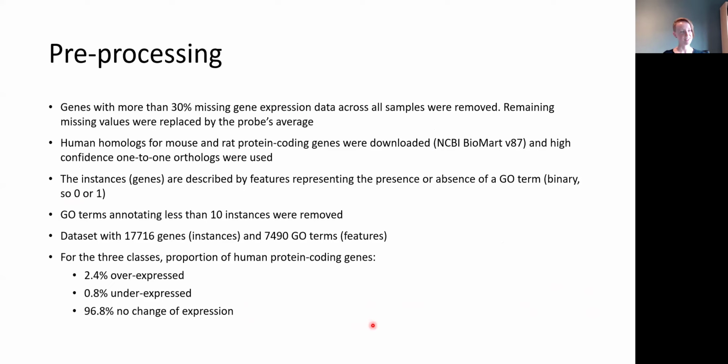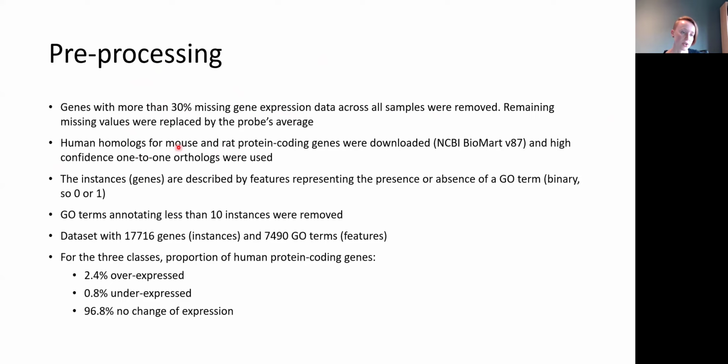So they then did some pre-processing, as we always do. They filtered out genes with more than 30% missing gene expression data across all of the samples. And then they did some very basic imputation. So they just replaced missing values by the probe's average overall.